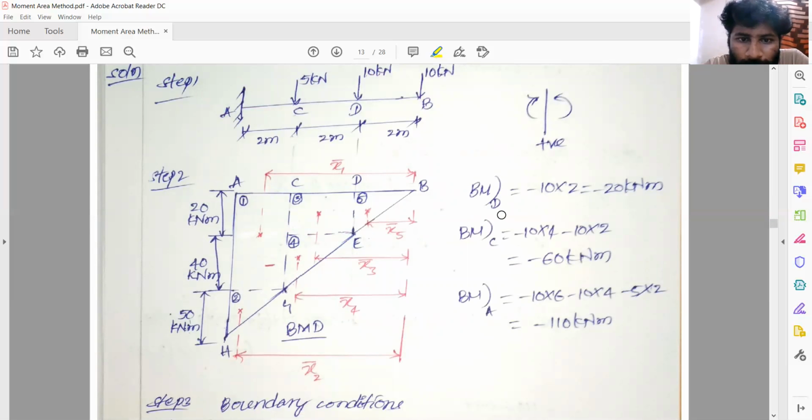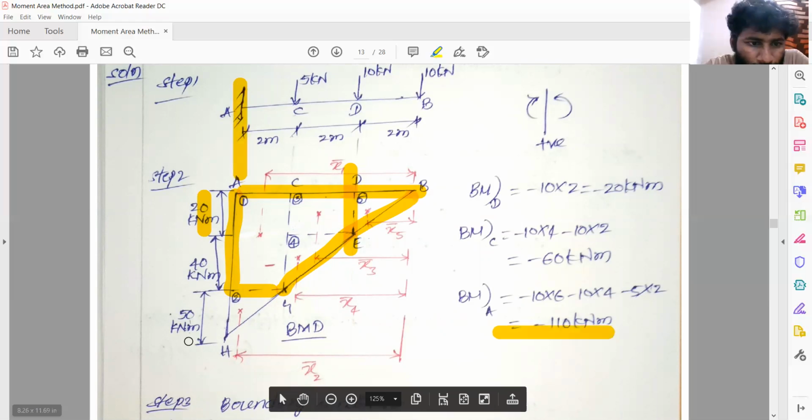So the bending moment at D is 10 into 2, which is 20. Again, the bending moment at C is minus 60, so 20 plus 40 is minus 60. This is the bending moment at C. Again, the bending moment at A is 110. You add these values and it will be 110.